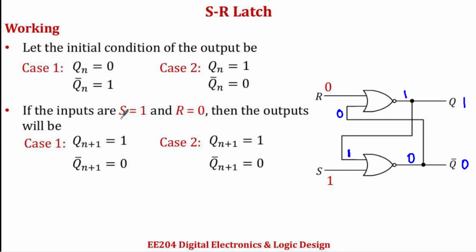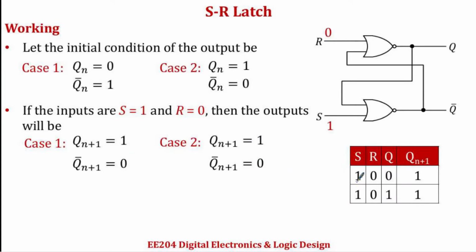Now S equal to 1 means the latch is set. Set means Q equal to 1. So irrespective of the present state of the latch, the next state is going to be Qn plus 1 equal to 1.